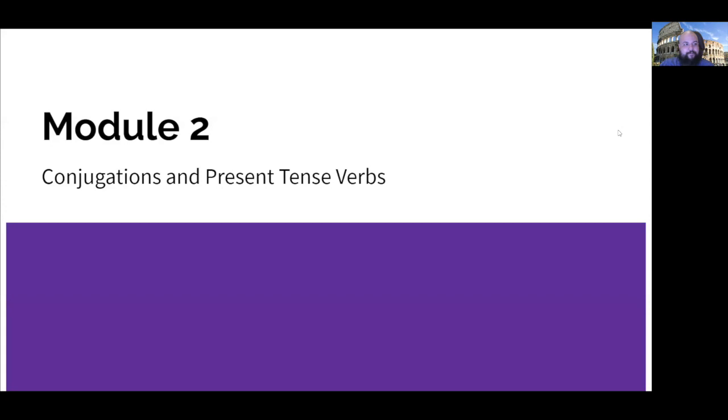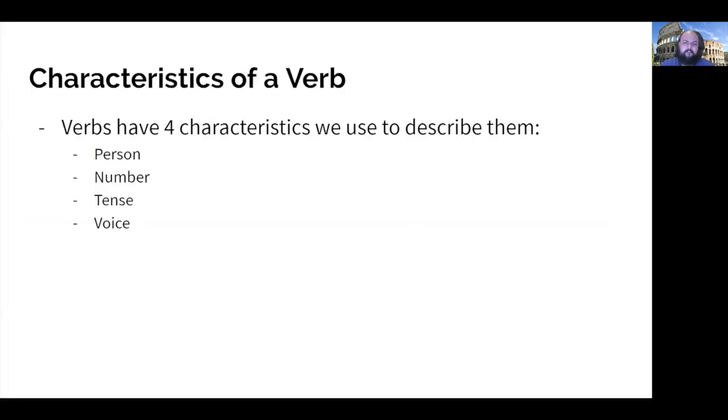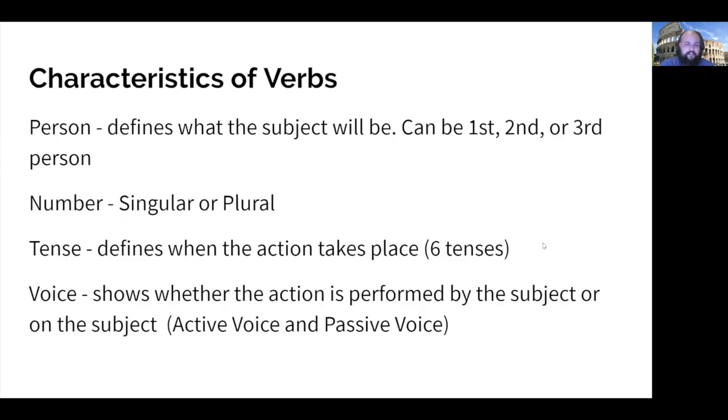So let's get started. When we talk about verbs in Latin, just like nouns, verbs have characteristics that we use to help describe them grammatically, okay? Verbs have 4 characteristics that we use on the regular. The first one is person, then number, tense, and voice. So person defines what the subject will be. We define it as first person, second person, or third person.